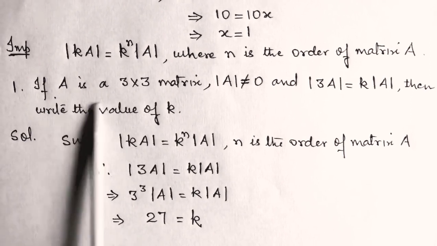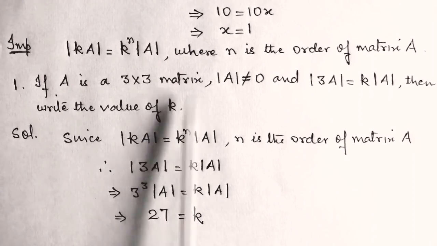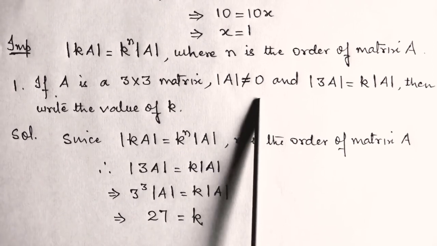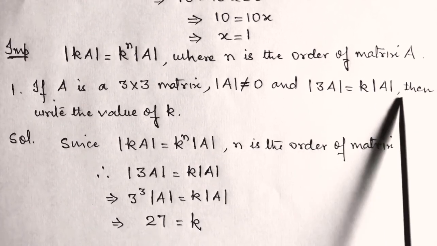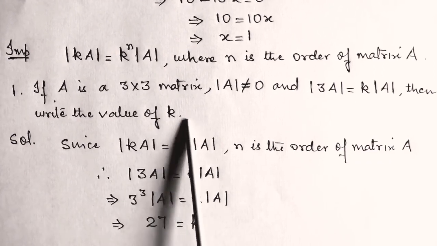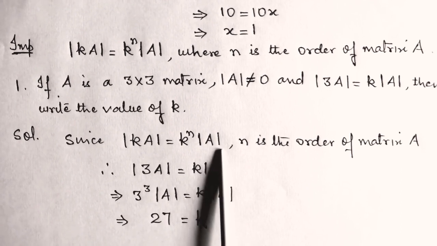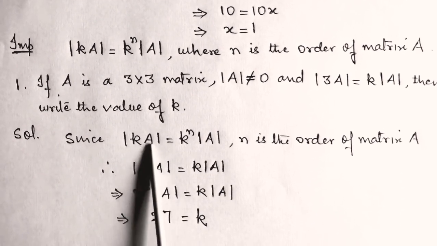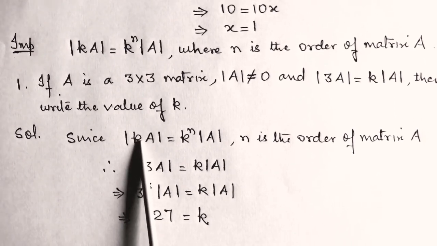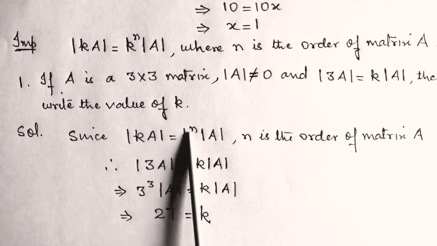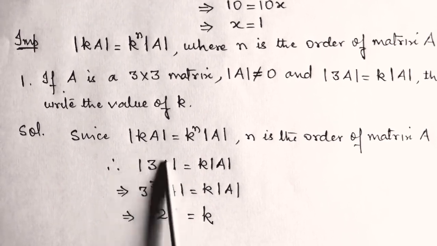So based on this, there is a question. If A is a 3 into 3 matrix, that is order is 3, and the determinant of A is not equal to 0, also the determinant of 3A is equal to K into the determinant of A, then find the value of K, right? So this is the result which we have discussed just now. So when you take this K out, what will you have? Raised to power order, that is n. So what will this become? 3. When you take it out, the order is 3.